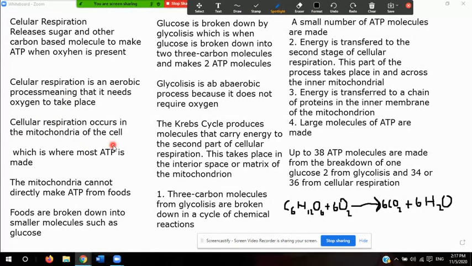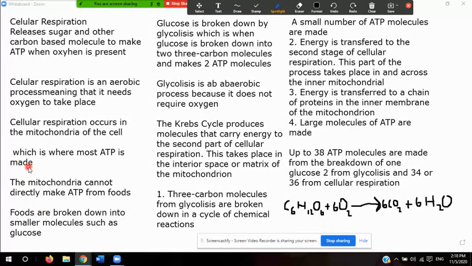Cellular respiration occurs in the mitochondria of the cell. This is the cell organelle that we mentioned in the last chapter, and the mitochondria is where cellular respiration occurs, which is where most of the ATP is formed. However, the mitochondria does not make ATP directly from foods. It's not like when I eat, it goes straight to the mitochondria, and the mitochondria generates ATP. The mitochondria does generate ATP, but foods must be broken down into smaller molecules such as glucose.